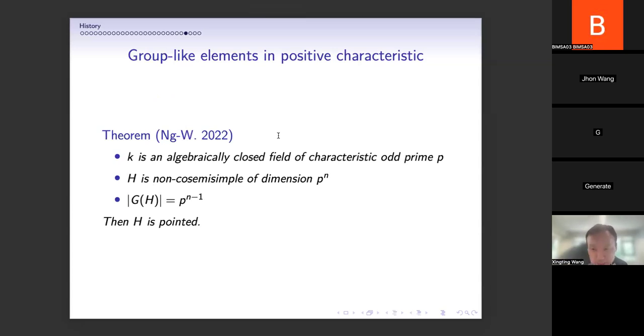Then by combining all these things together, we have the following general result. So if we have an algebraically closed field of characteristic odd P, and H is a cosemisimple of dimension Pn, and the group like is big enough, basically it's Pn-1, then we can prove H is always pointed. So that will eliminate the case of Radford algebra. It will give us something very good because pointed ones, we know their classification and we know when they will be Radford. So that's something we did, but we do a little bit more general. We take Pn powers.